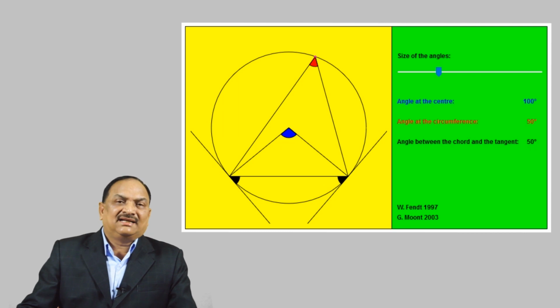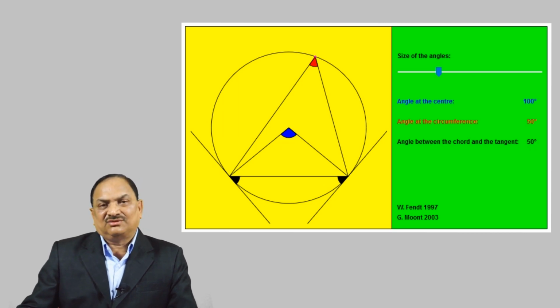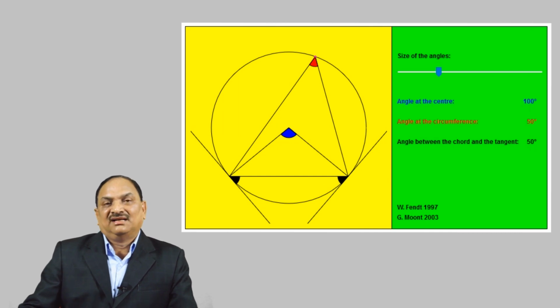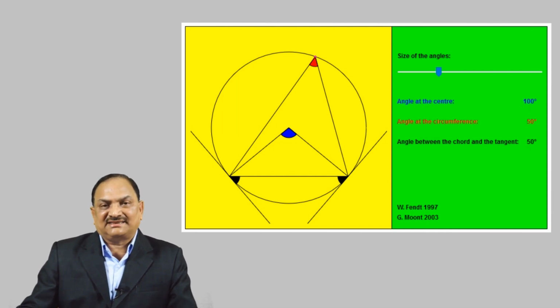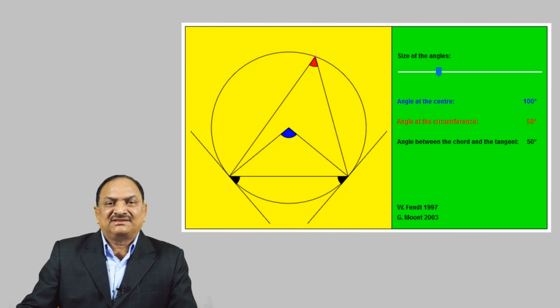Today my lesson is about angles at the circle. A circle is a set of points which are at the same distance from the center, which is a fixed point, and that fixed distance is called the radius. And now we are talking about the arc of a circle. A part of a circle is called an arc.